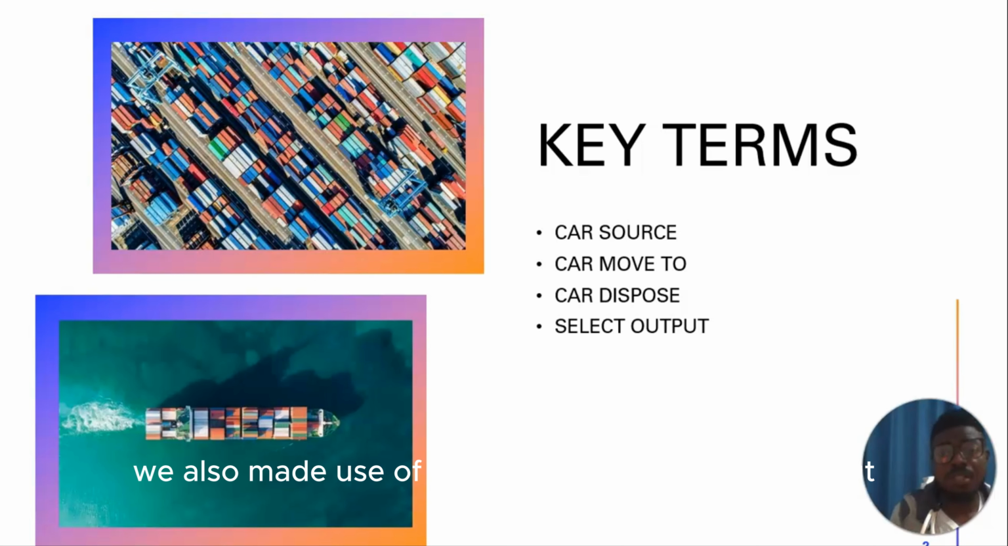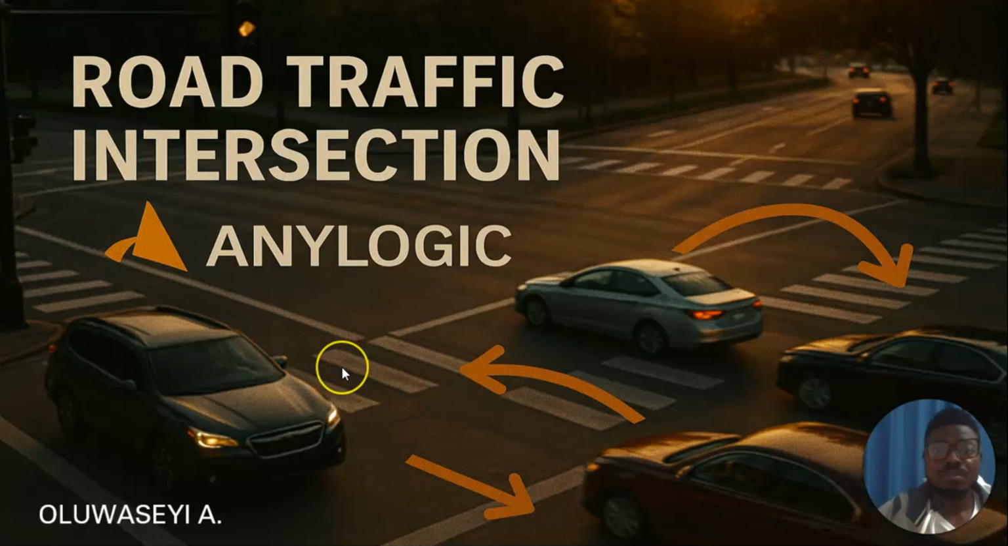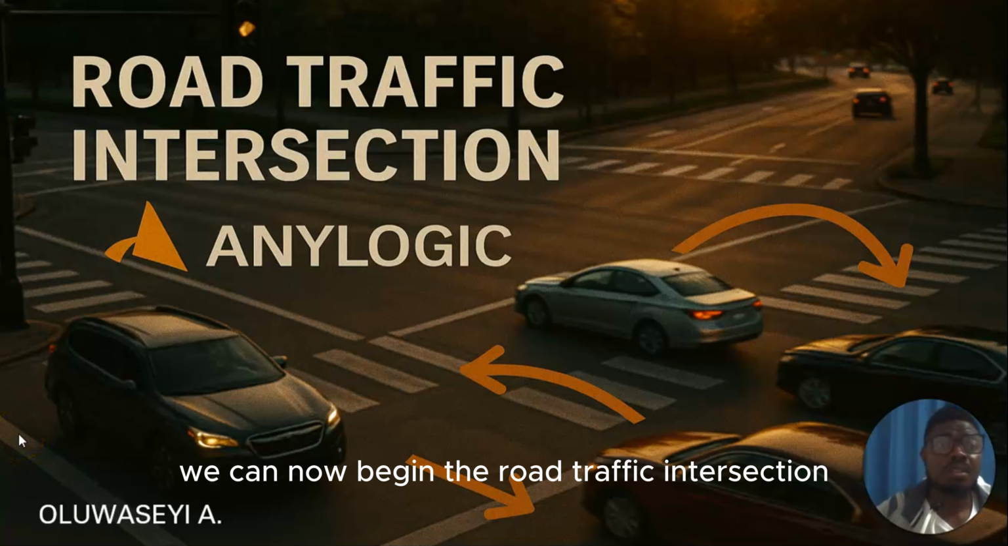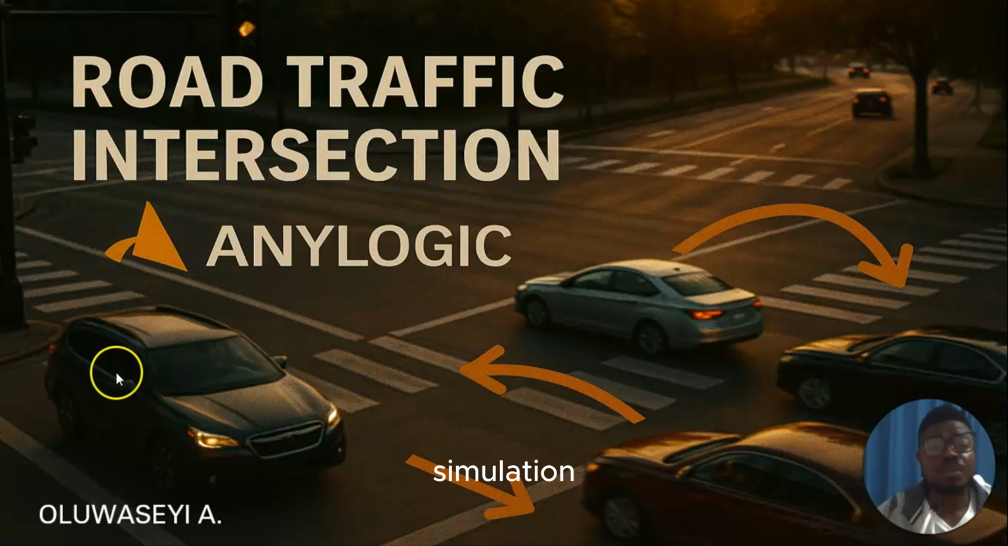Yes, we also made use of the select output when we were looking into the subway entrance simulation. But the select output 5 shows that it has up to 5 output ports. That is, it can go in many different directions. But for the sake of today's video, we're going to be making use of the select output, and maybe later in the future, we're going to come up with an advanced setup whereby we'll make use of the select output 5. So, without wasting much time, we can now begin the road traffic intersection simulation.